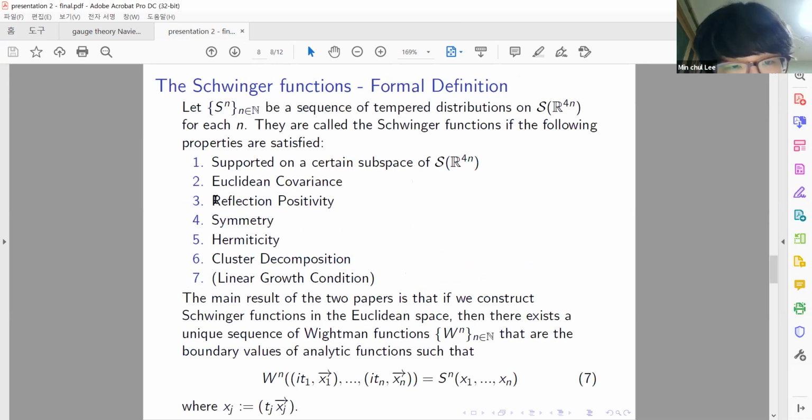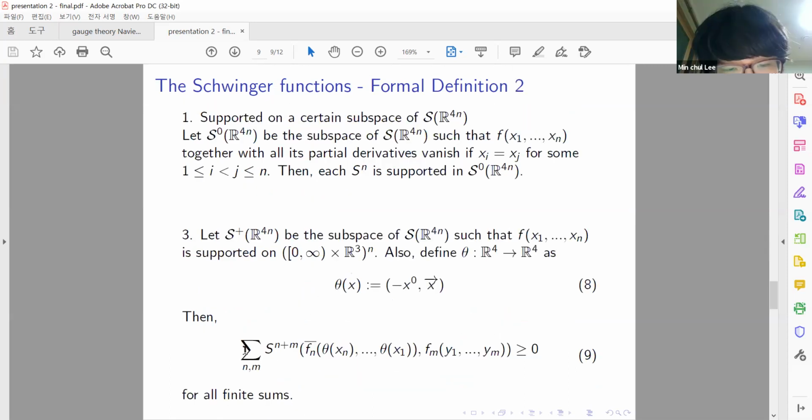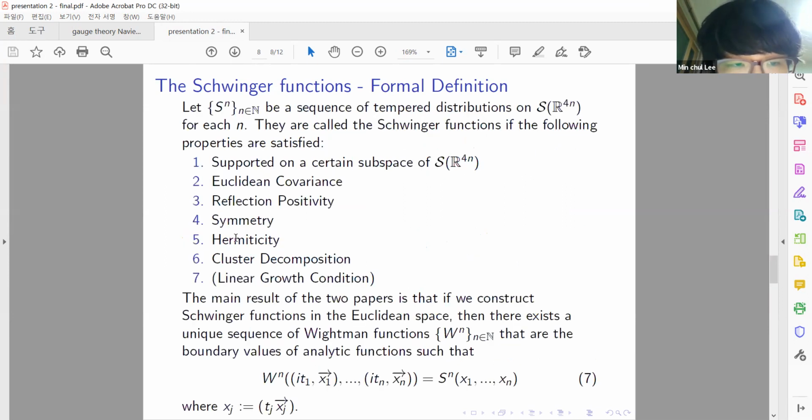So essentially, this reflection positivity. What does that mean? This property: even if you reflect with respect to the time axis, you get positive definite Schwinger functions. This is related to the positive definite conditions of the Wightman functions, and so on. So with all these properties, you can reconstruct the Wightman functions from the Schwinger functions with this formula.